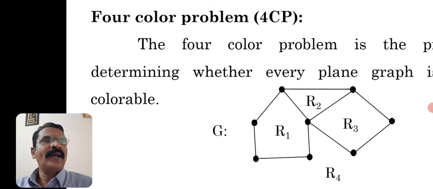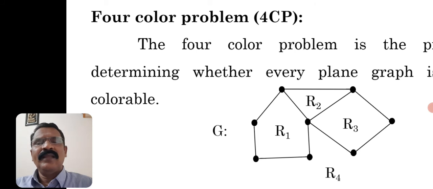So R2 and R3 are adjacent vertices in the dual of a graph, so there you have to assign different colors. This is how these two faces also have different colors. But how about R1 and R3? Is there any common line shared between R1 and R3? No, there is no line shared between R1 and R3. It implies you can assign the same color for R1 and R3.